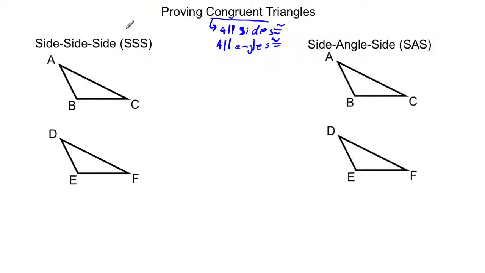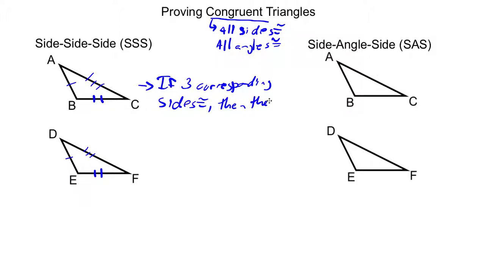Well, side, side, side is really straightforward. If we can prove that three sides are congruent, so here AB is congruent to DE, and BC is congruent to EF, and AC is congruent to DF, then that means that these two triangles are congruent. So the theorem states if three corresponding sides are congruent, then the triangles are congruent. Specifically, triangle ABC is congruent to triangle DEF.